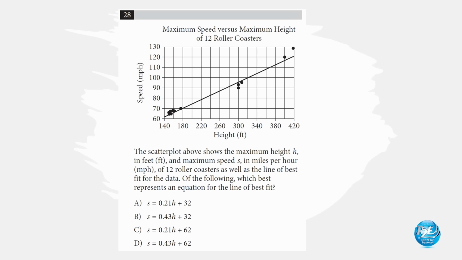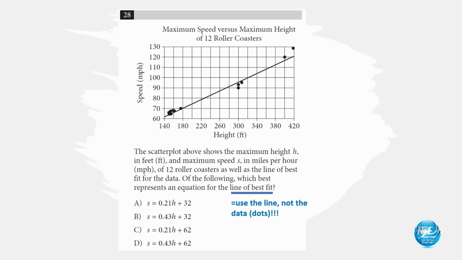Okay, let's read this problem. The scatter plot above shows the maximum height h in feet and maximum speed s in miles per hour of 12 roller coasters, as well as the line of best fit for the data. Of the following, which best represents an equation for the line of best fit? Okay, now the first thing you might do is underline the phrase line of best fit. Many students confuse this with the actual data displayed as dots. You don't care about those dots in this case, just the line.